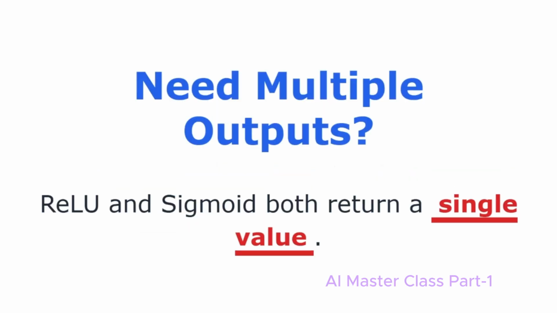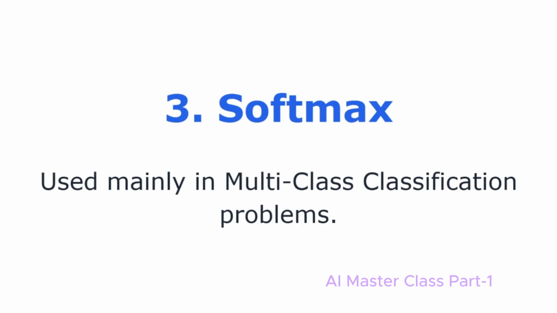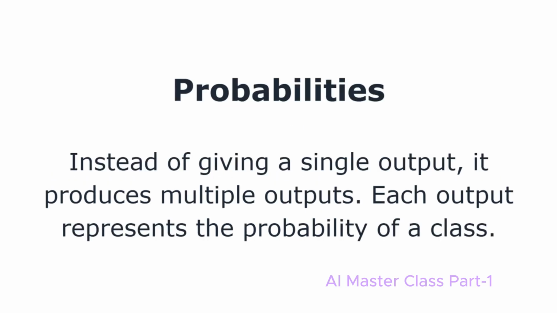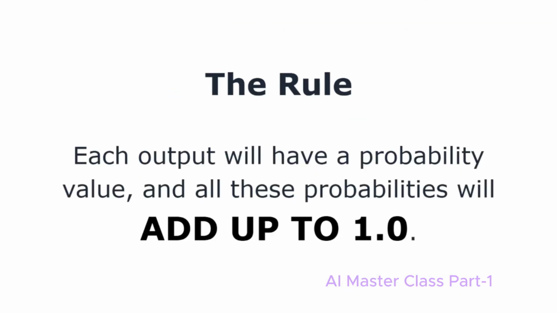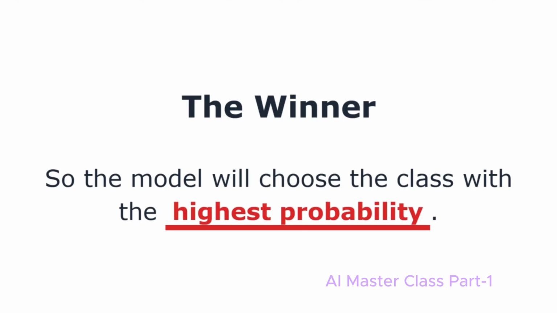ReLU and sigmoid both return a single value. Now what if we need multiple outputs? For that, we use a function called softmax. Softmax is mainly used in multi-class classification problems. Instead of giving a single output, it produces multiple outputs. Each output represents the probability of a class. For example, if we are reading a handwritten digit, then we will have 10 outputs. Each output will have a probability value. And all these probabilities will add up to 1. So the model will choose the class with the highest probability.